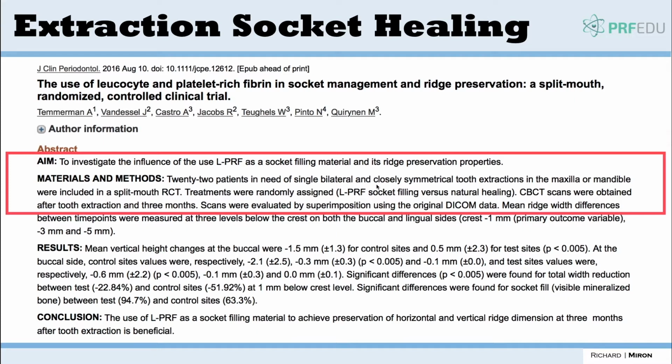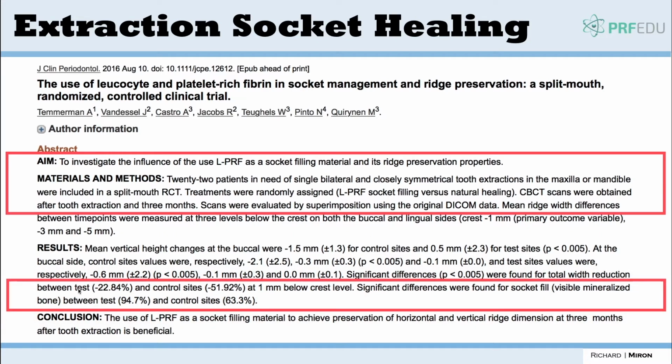On one side, they used the L-PRF, and on the other side, they had natural healing. And what they found was that they could limit how much bone loss would occur in the test group, 22.84% versus 51.92%. Okay, so that's the width reduction. And there was obviously a significant difference found with the socket fill with mineralized bone.